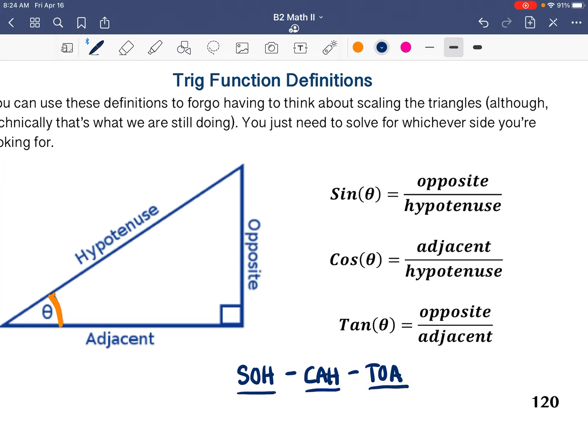So if you can remember SOHCAHTOA, then you can remember that sine is equal to the opposite over the hypotenuse, cosine is equal to the adjacent over the hypotenuse, and tangent is equal to the opposite over the adjacent. See how that works? SOHCAHTOA. That's how I remember it, and hopefully that will help you remember this as well.